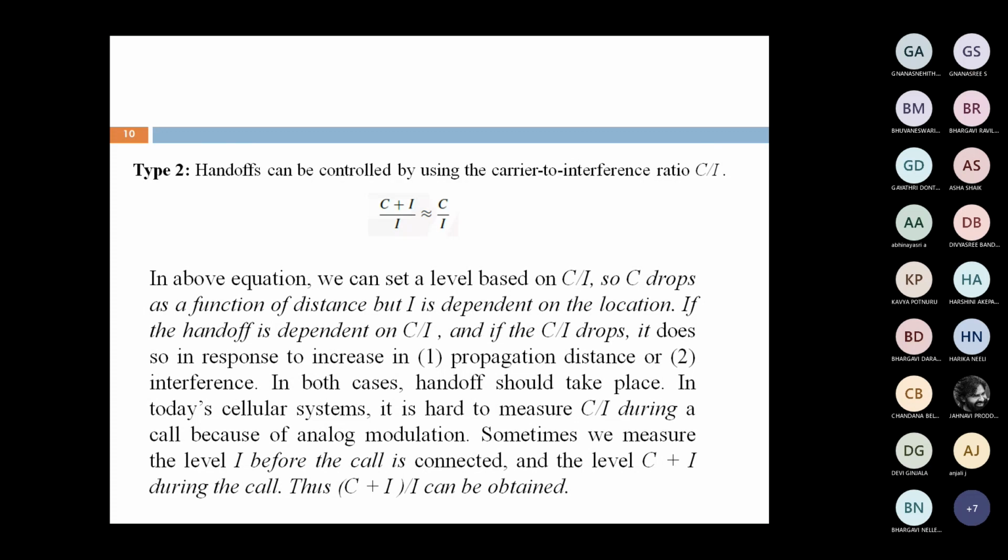The second technique is based on the carrier to interference ratio, that is C by I. Whenever interference increases, the carrier power decreases, and then automatically handoff should be raised. Here, this can take place based upon two parameters again. The first one is propagation distance, and the second one is interference. Whenever the distance increases, the signal strength decreases, whenever the mobile reaches the border of a cell, or whenever the mobile reaches the holes area.